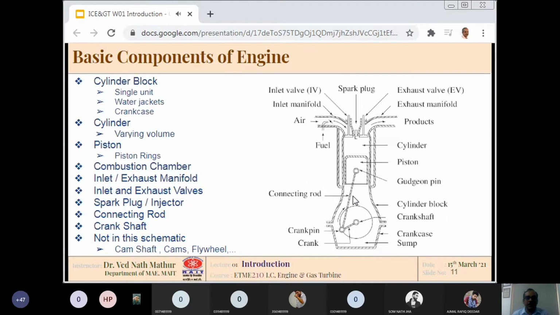Sir, what are piston rings? Can you please tell me again? What are piston rings?